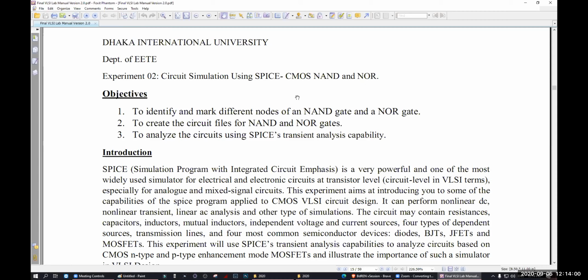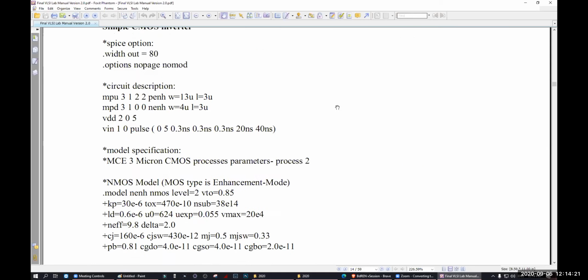So what are the objectives of our lab? To identify and mark different nodes of a NAND gate and a NOR gate, to create a circuit file, that means the coding, for the NAND gate or NOR gate, and to analyze the circuits using SPICE transient analysis capability, not DC, transient analysis.